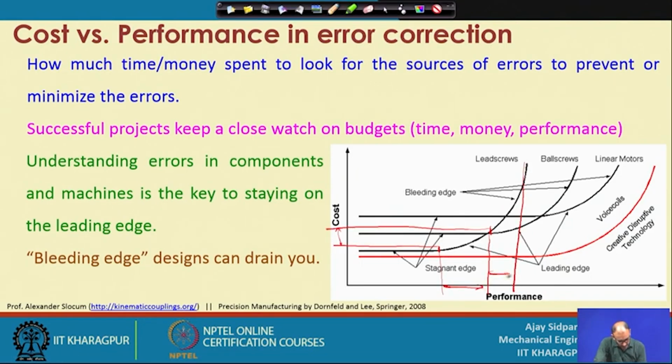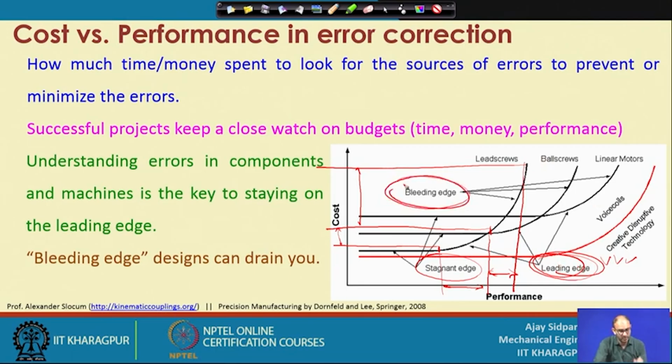So, now you can see this is a very small increase in performance, but you are spending a larger amount of cost here. So, our objective is to stay within this particular leading edge, that is very important. If you are getting this, that is a standard machine, but if you want to increase the capability of that machine, you have to always stay in the leading edge and avoid this particular bleeding edge, so that you can get more performance compared to the spending of more money.